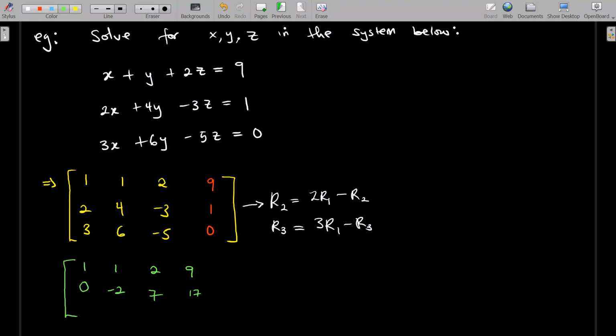So what you are doing is you do it for everything you have in the row. Now the new row 3 is also going to be 0, because 3 times 1 minus 3 will give me 0, and I have 3 times 1 minus this one. 3 times 1 is 3, minus 6 is -3. 3 times 2 is 6, minus -5 is 11, and 3 times 9 is 27, minus 0 is still 27. Right, so now we have this.